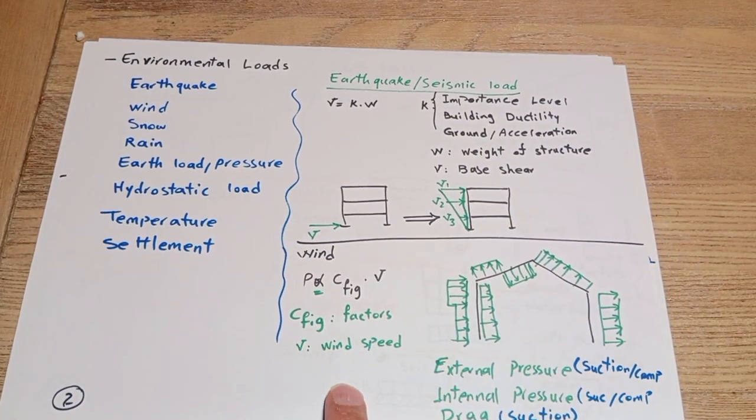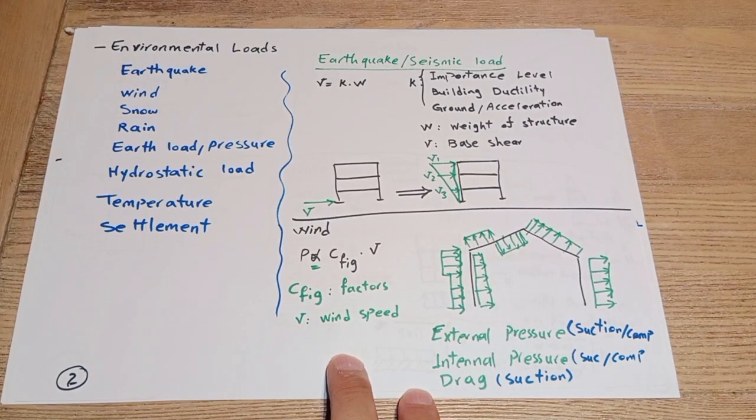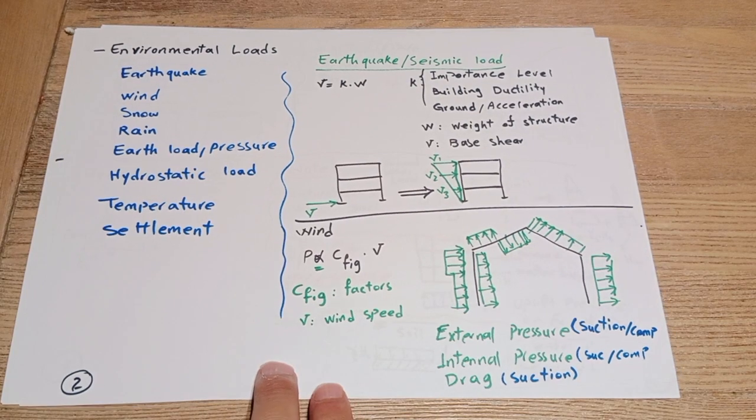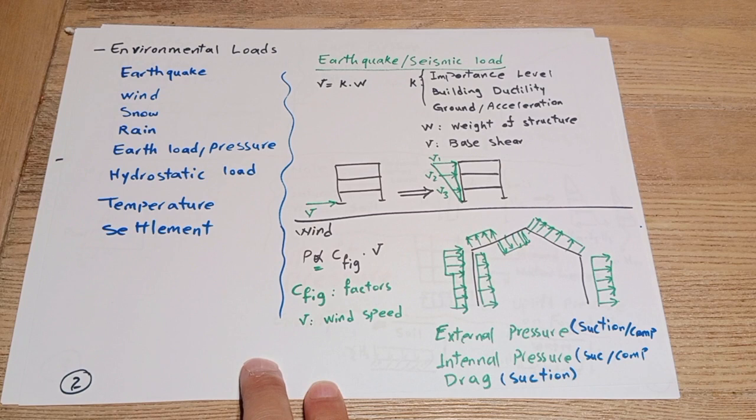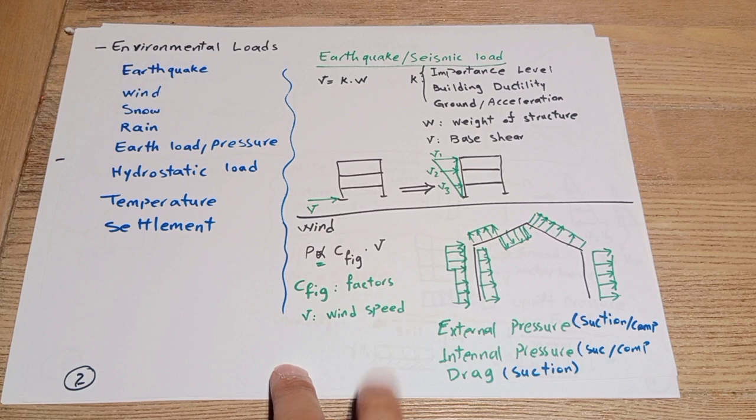The second type of loads is environmental loads. These are a very broad range of loads that we don't use in all designs, but some are very popular. Environmental loads are earthquake load, wind load, snow load, rain load, earth load or earth pressure, hydrostatic load, temperature, and settlement.